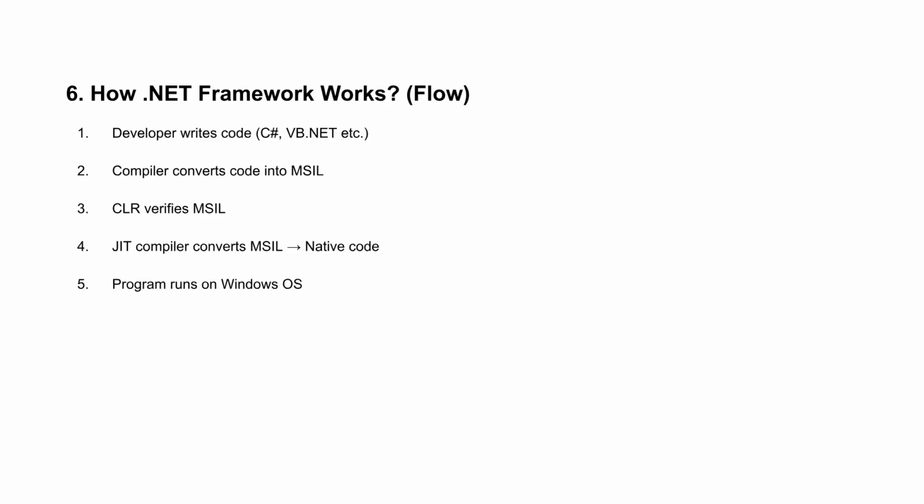6. How .NET Framework works: flow. Developer writes code in C#, VB.NET, etc. The compiler converts code into MSIL. CLR verifies MSIL. The JIT compiler converts MSIL to native code. The program runs on Windows OS.